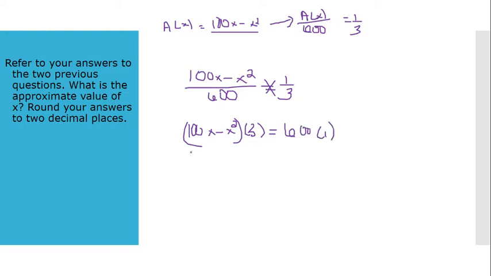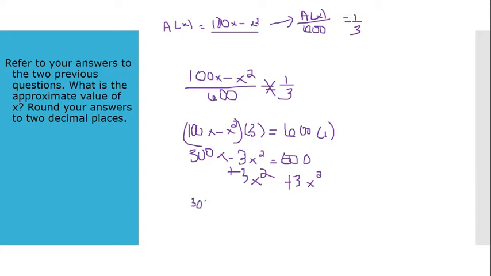So when I distribute my 3, I get 300x minus 3x squared equals 600. So now I need to solve this for x. I want to get everything over to the same side and equal it to 0. The easiest way to do that is to have your x squared be positive if you can. Currently my x squared is negative, so I'm going to add my 3x squared to both sides.